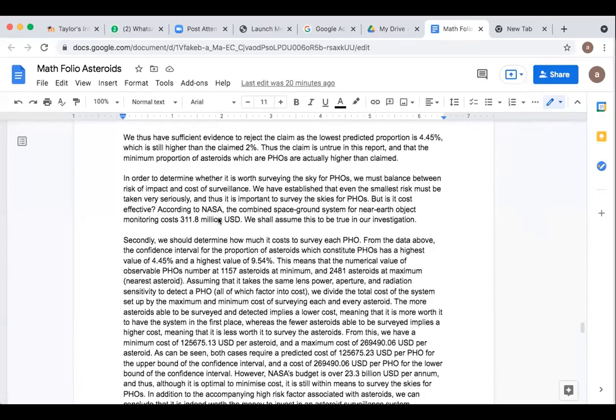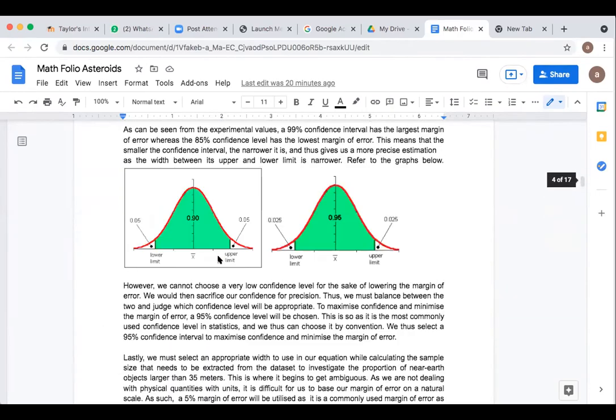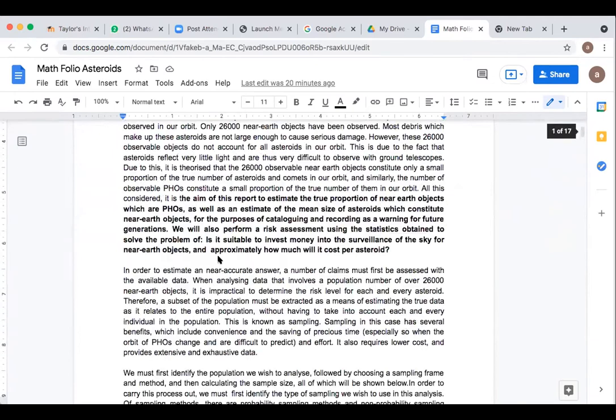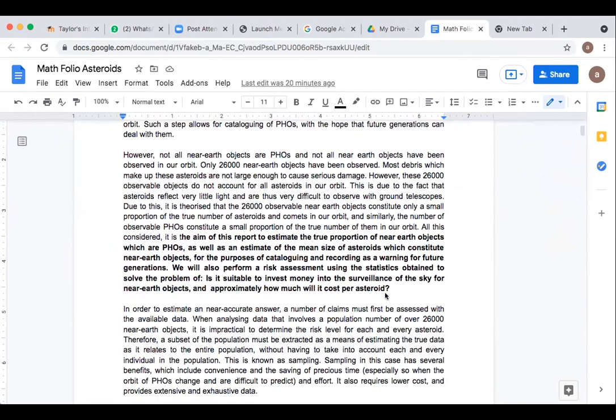Maybe you want to go part by part for them. Can you hear me? Yeah, we can hear you. So this is my problem statement in bold. Can you see? Yeah. Okay. So basically, I want to find out whether it is worth investing money into surveillance of the sky for near-Earth objects, based on NASA's current per annum budget, as well as approximately how much it will cost per asteroid. Previously, my problem statement was just, is it worth investing money? But I decided to expand on the problem statement and add this one more point.